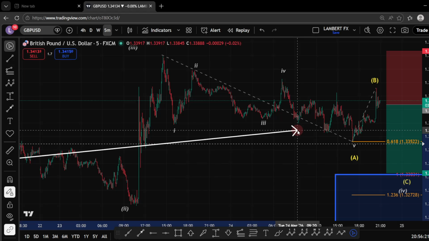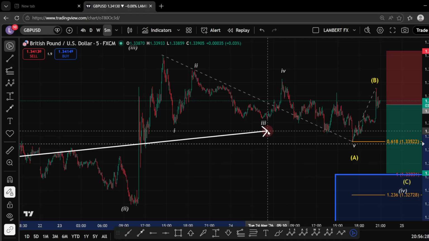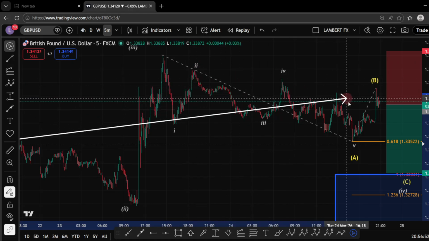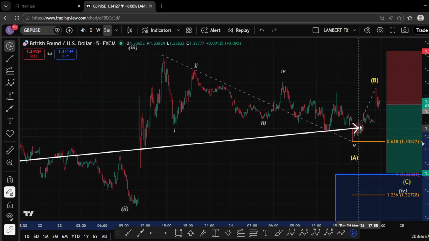Zigzag, Z-I-G-Z-A-G, zigzag correction. So in Elliott wave, you have different types of corrections: zigzag, flat, and the triangle. Also, you have the double three corrective patterns. But the main ones that you see in the forex market are the flat, triangle, and zigzag patterns. Zigzag is a 5-3-5 formation. So we've got the first 5 leg here, which I've labeled as A.